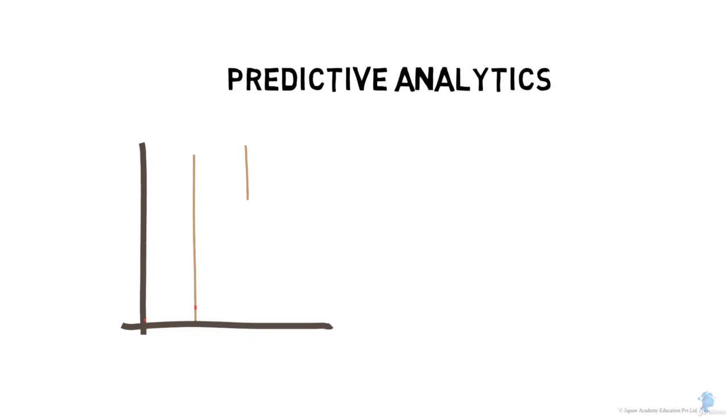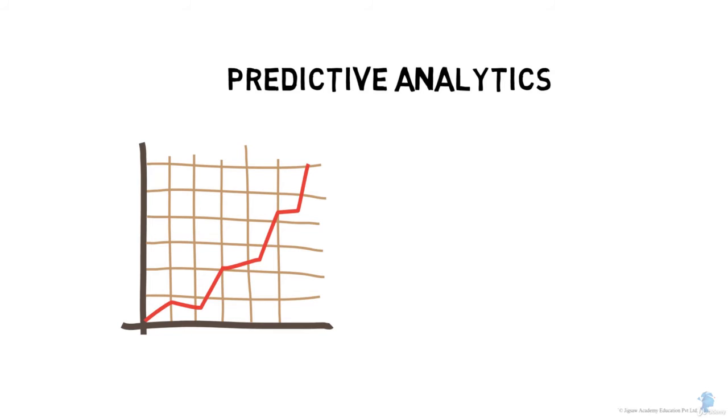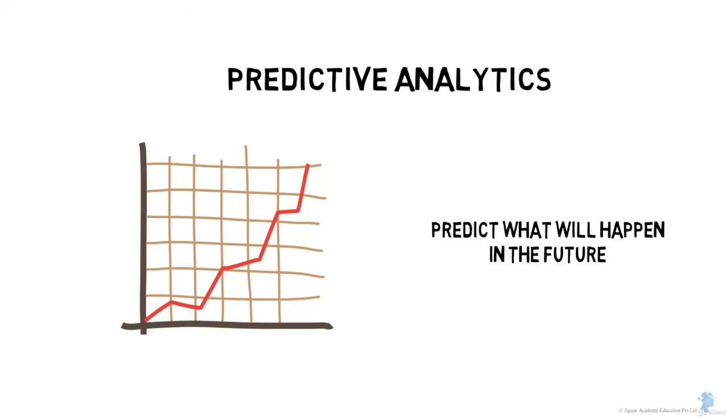Predictive analytics works by identifying patterns in historical data and then using statistics to make inferences about the future. At a very simplistic level, we try to fit the data into a certain pattern, and we believe if the data is following a certain pattern, then we can predict what will happen in the future.